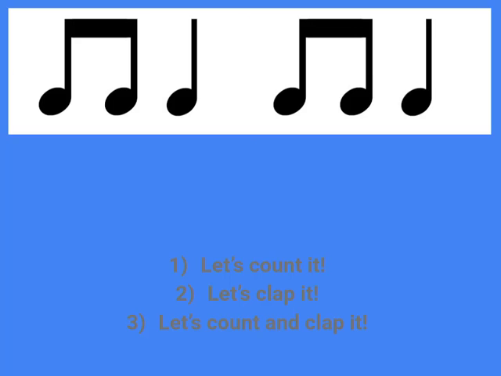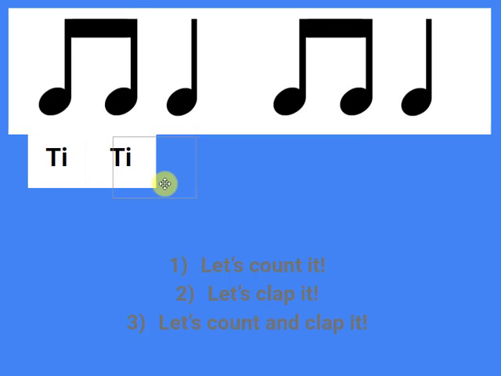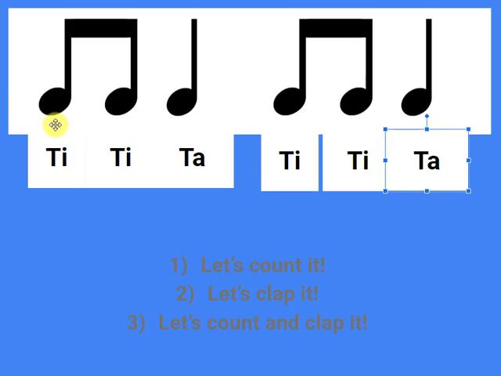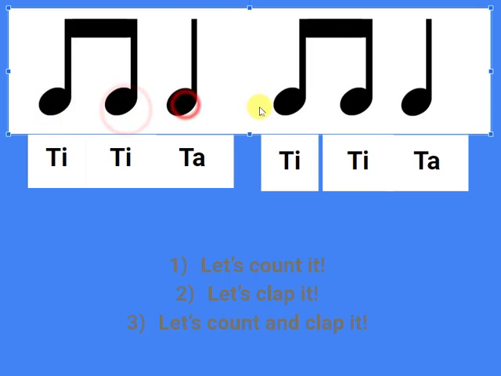All right, so hopefully you just said titi, titi, ta, titi, titi, ta. So let's count it together once. Down, up, count it. Here we go. Titi, titi, ta, titi, titi, ta.